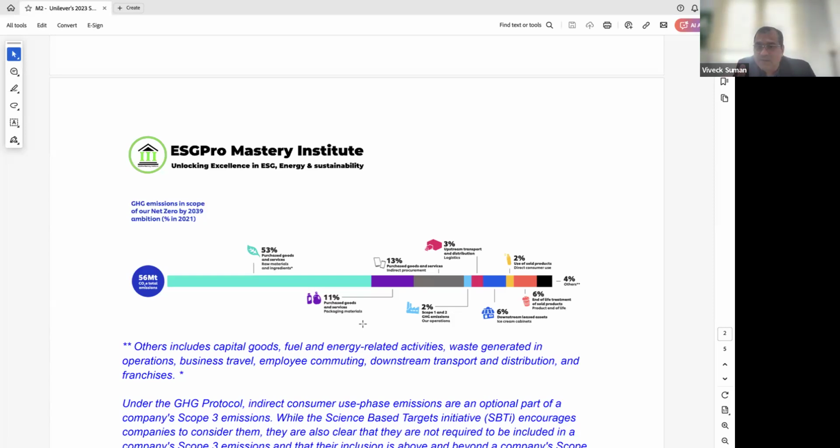Then comes 2%, which is scope 1 and 2 GHG emissions coming from their own operation. Clearly, it is scope 1 and 2, together 2%. It means 98% of Unilever's emissions lie in scope 3. 53% out of that is definitely coming from the raw material. And next, another 27% approximately is coming from supplier-side stuff.